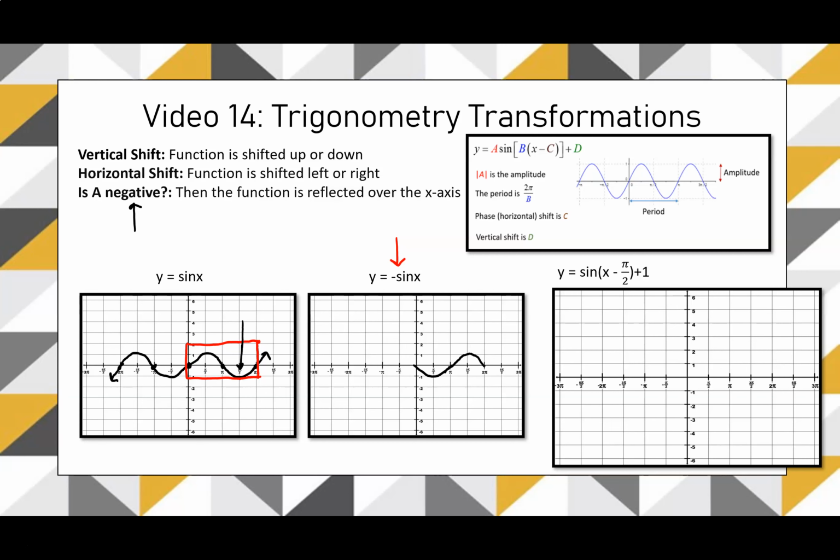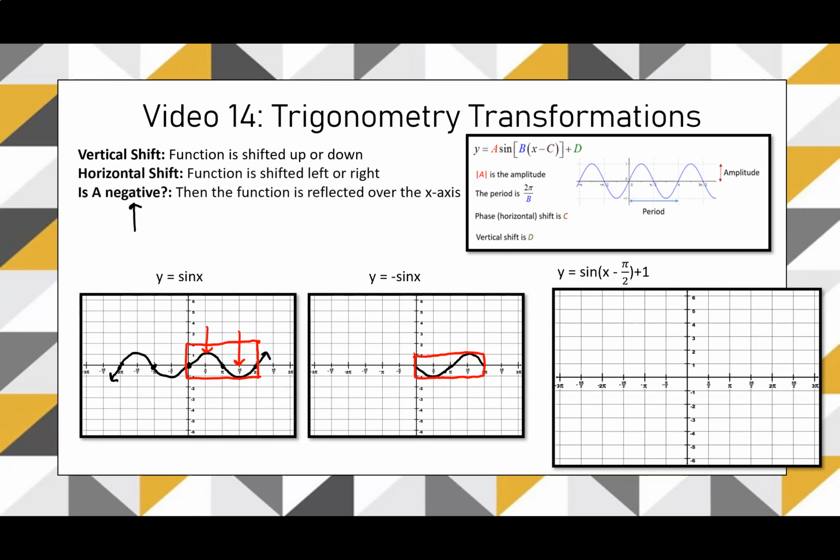I don't love thinking about it as reflecting over the x-axis. Instead, what I like to think about is the fact that it actually is now going to start down and then go up. Do you notice how on this one, looking at the start here, it starts up and then goes down? If we have a negative sine of x, it starts down and then goes up. That's the way I like to memorize it. If you want to memorize it as reflecting over the x-axis, if that's easier for you, I'm game for that too.